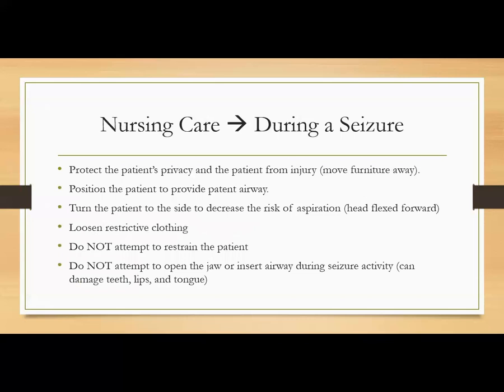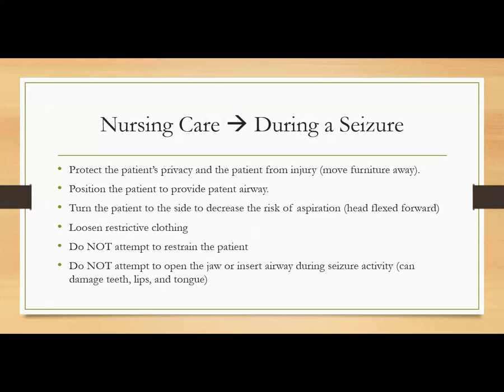So during a seizure, these are very important things to know. Whenever there's a big list like this, you want to know it. In this situation, the patient is currently having a seizure. One of the things you want to do is protect the patient's privacy and the patient from harm. So moving furniture away. Make sure that you're closing the door, or just make sure that there's a curtain around the patient while they're actively seizing, but moving the furniture away so they don't ram into it.